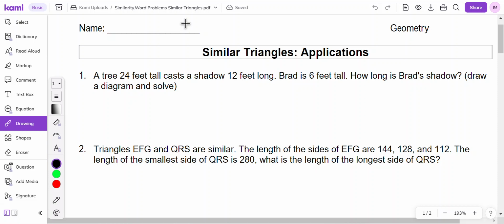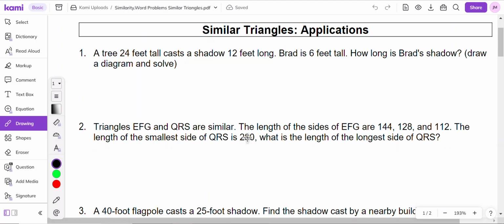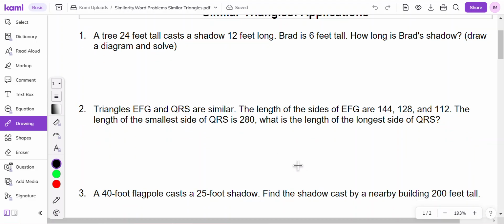Okay, so today we're going to be discussing similar triangle applications. And there are no pictures that come with it. Close the Chromebooks.